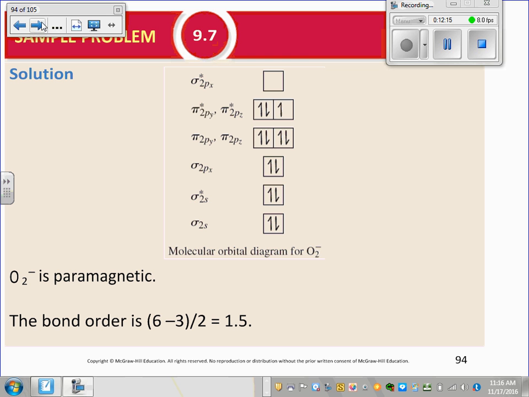Questions? Oh, how come they got a 6 minus 3? See the sigma 2s and the sigma 2s prime? They didn't count those because they cancel out. They took a shortcut. I wish they would have done that, but it comes out 1.5 in either case.